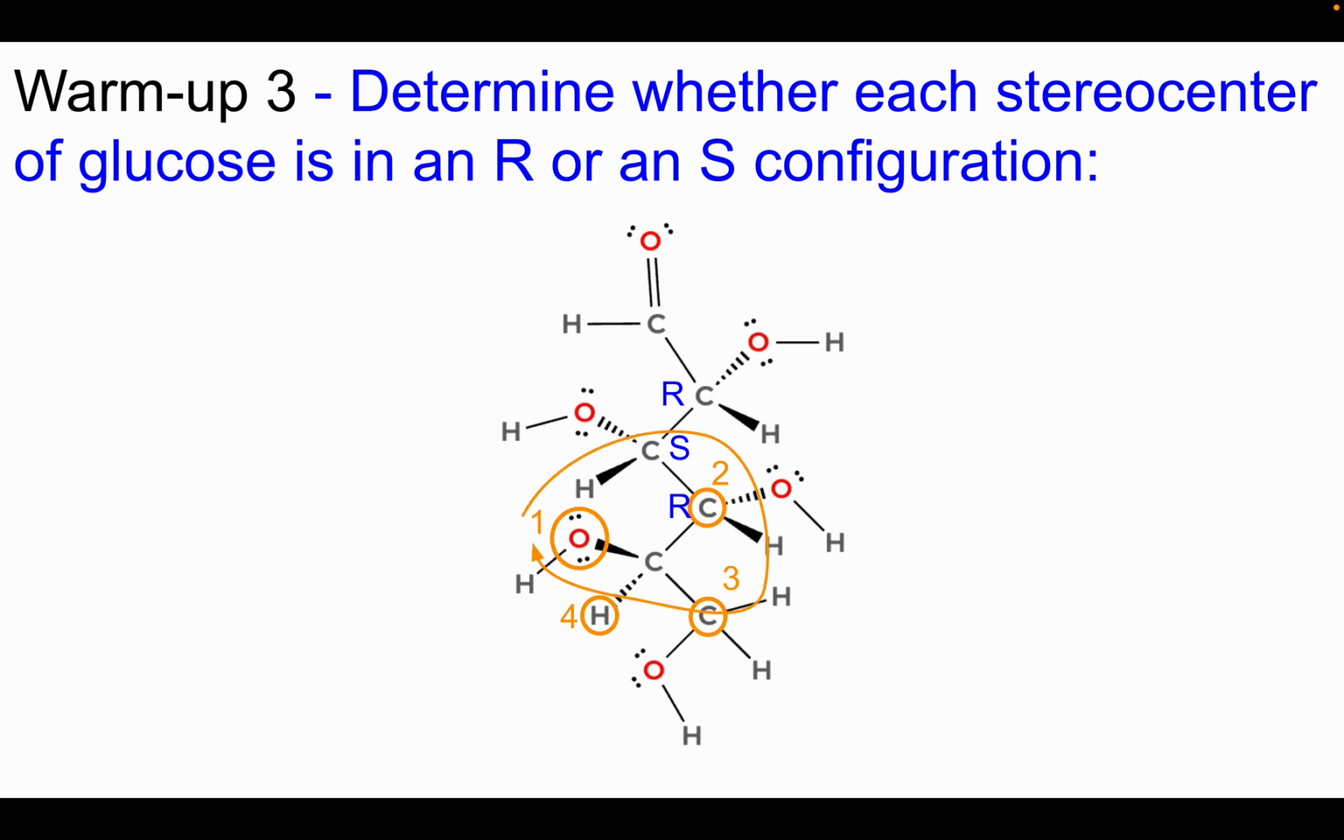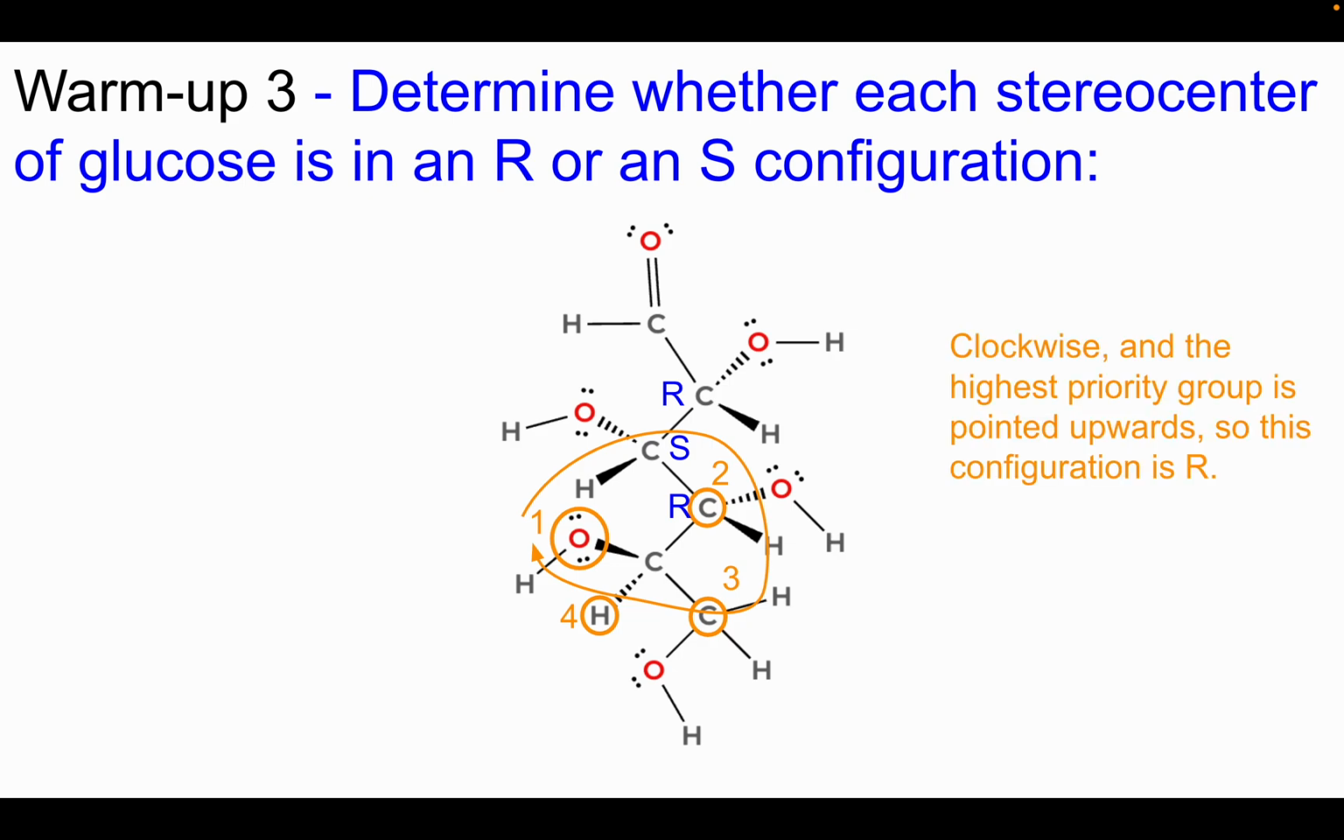And then if we draw our arrow, it's going like this in the clockwise direction. Our highest priority group is pointed upwards in this case, so we don't have to flip the configuration. It should really just stay as an R because it's going clockwise.